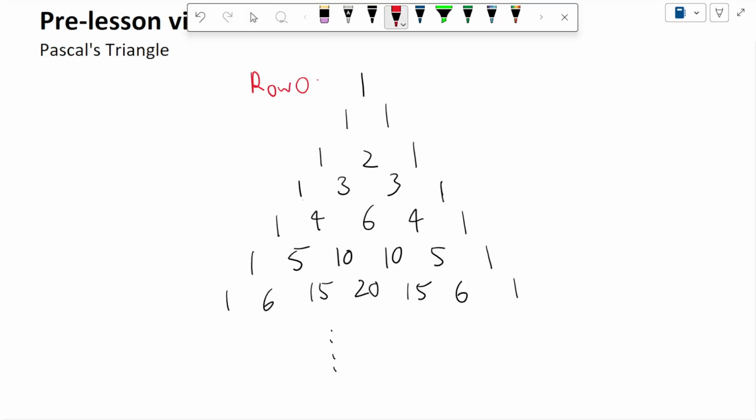We call this row 0. And we call this row 1. And we call this row 2. And we call this one row 3. It's really easy to tell which row is which because row 3 has a 3 there. Row 4 has a 4 there, for example, and so on.